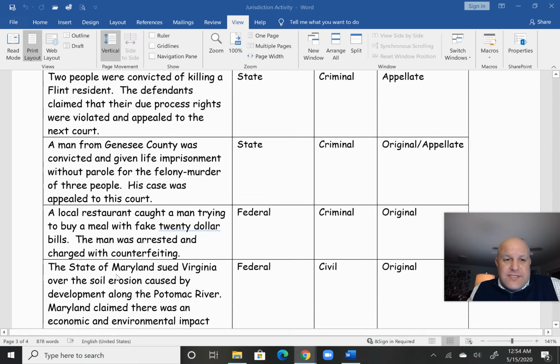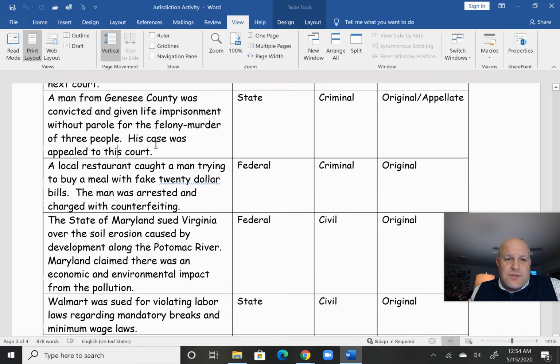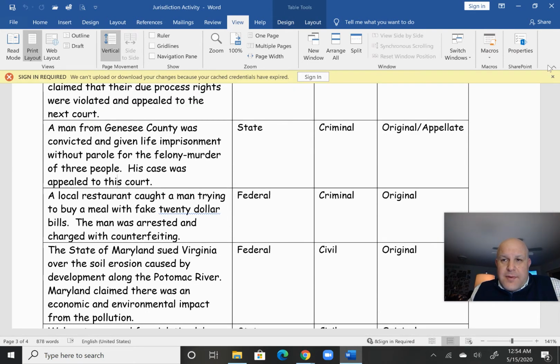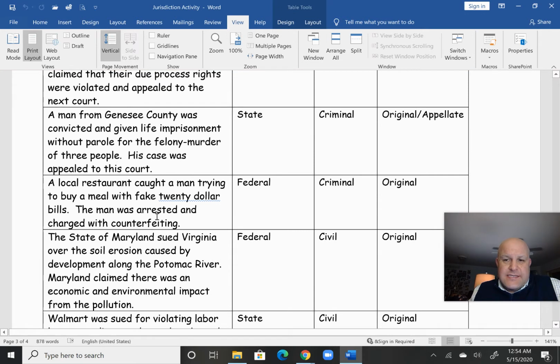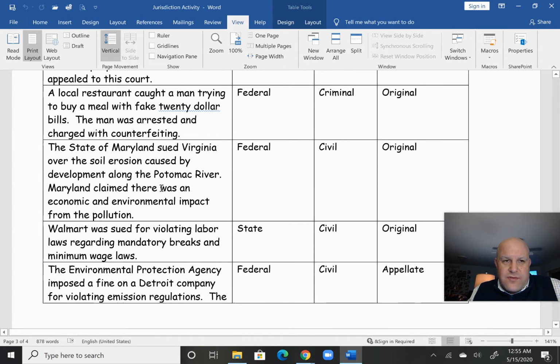A man from Genesee County was convicted and given life in prison without parole for felony murder of 3 people. His case was appealed to this court, to the Court of Appeals. So clearly a state case under state statute, criminal of course. There are actually two different things going on. We have an original jurisdiction at first, and then an appellate later, because his case was appealed to the Court of Appeals, which is usually automatic in a felony murder case.